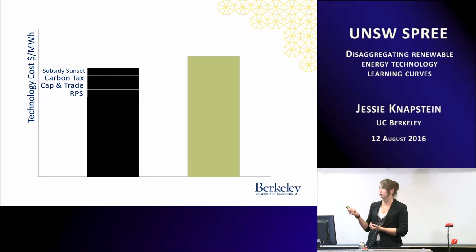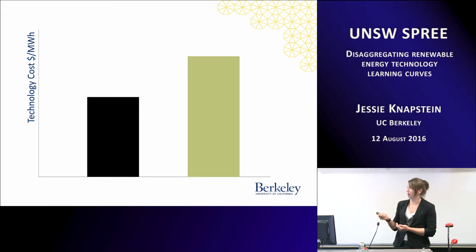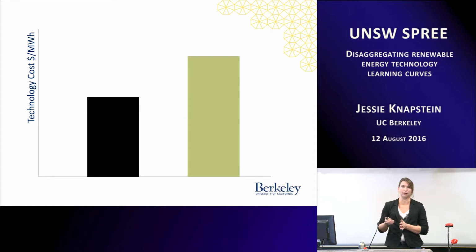There's also ways you can reduce the cost of renewable resources. Obviously, you can give them tax incentives. You can give them a feed-in tariff or net energy metering, where you pay people for the energy they produce under those regimes. But obviously, there's a little bit more going on in the picture, right? That was a very simplified model of what happens.